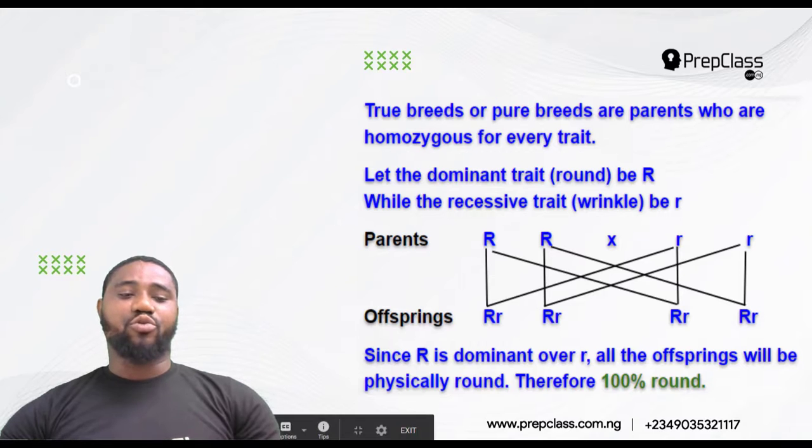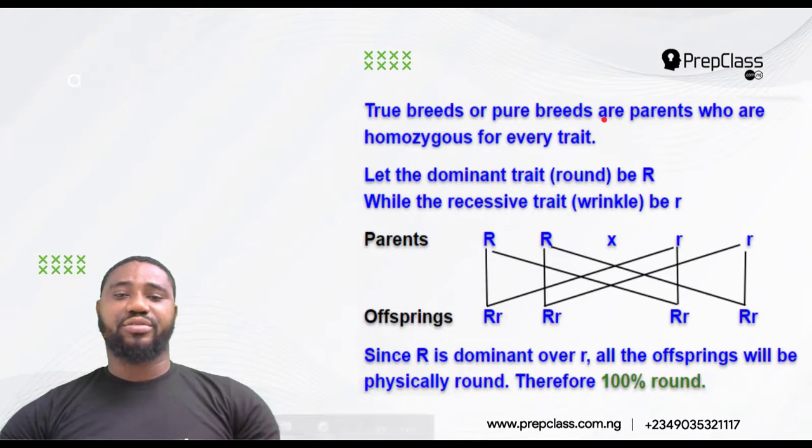Now, what are true breeds? True breeds are pure breeds, which are parents who are homozygous for every trait.